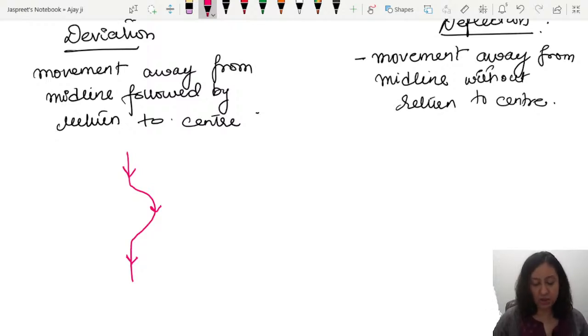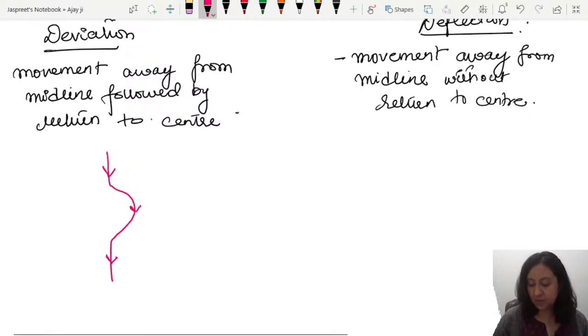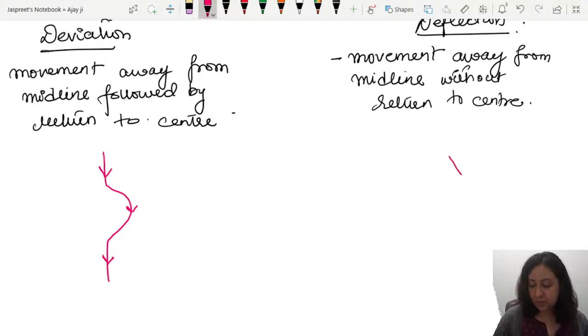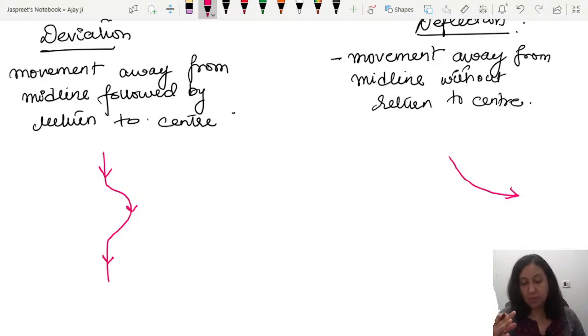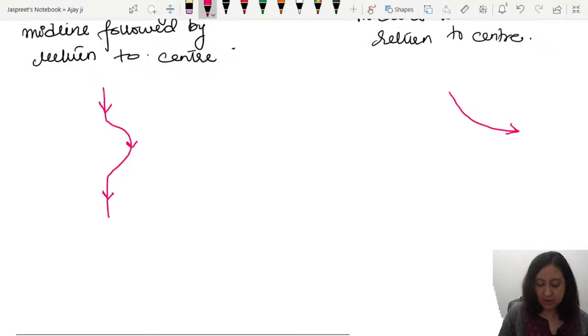Now what is deflection? Alright, what is deflection? The mouth opens in the center, but it goes on to one side and does not return to the center. It does not return to the center. Now I will give you examples of both of these. An example of this is internal derangement.